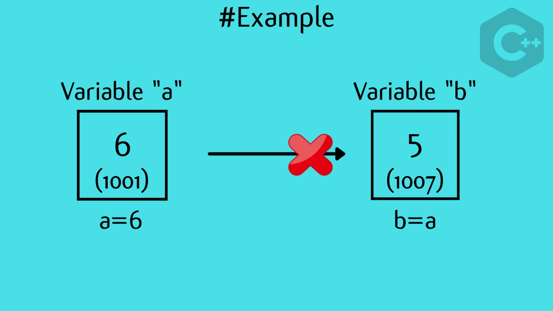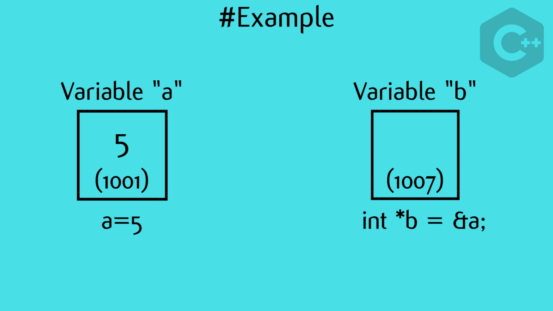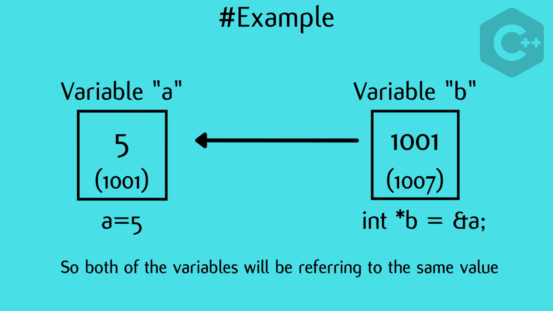Let's see another way. I can assign the address of a to b. Now when I say b, it's actually referring to the value stored at a. So both of the variables will be referring to the same value. This is what pass by reference is. So any change in the value of a will reflect on b as well.